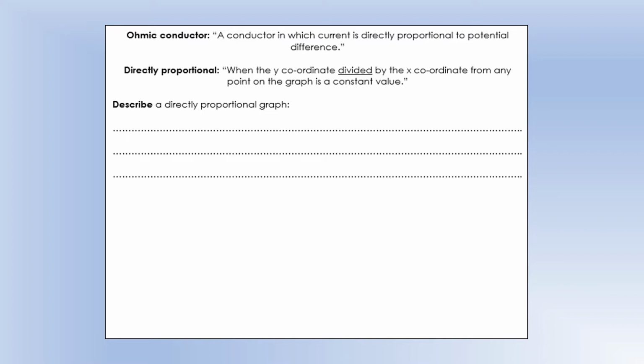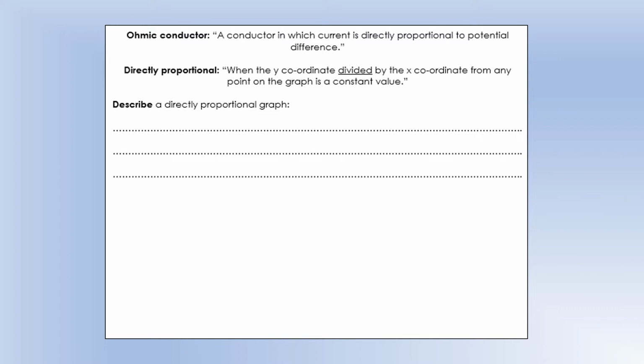But before we do that, we're going to define some terminology that we use. There's a specific type of conductor or type of resistor called an ohmic conductor, and that's one in which the current is directly proportional to the potential difference. We've used the term directly proportional in there, so let's define what that means as well.